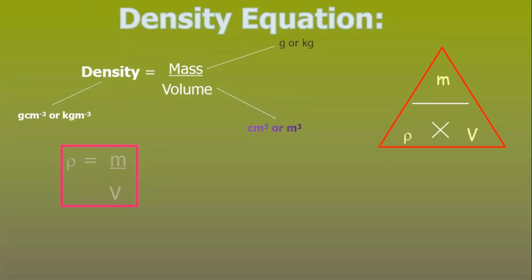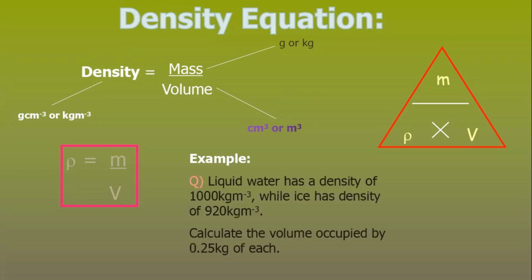So when you look at this triangle, density equals mass over volume, volume equals mass over density, and mass equals density times volume.